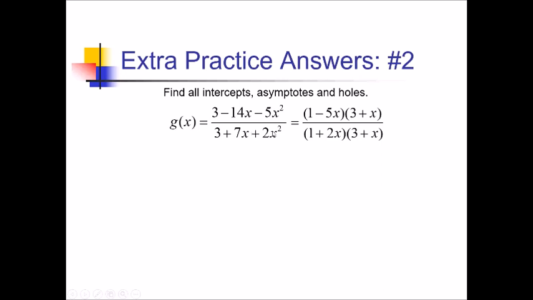How about that? So one thing I do notice is that these 3 plus x's cancel out. So we're really left with (1 minus 5x) over (1 plus 2x). Now that we've factored this and simplified a bit, let's go through and analyze the different features of this rational function. We'll start with the x-intercepts.